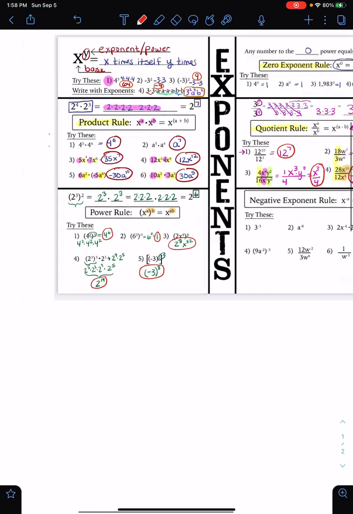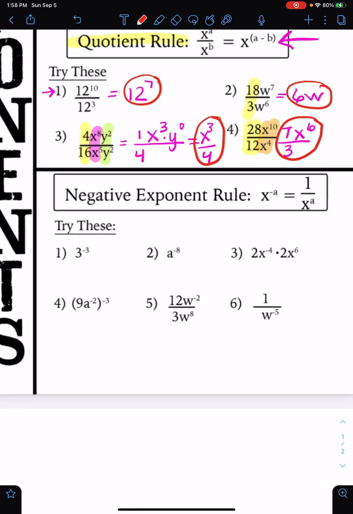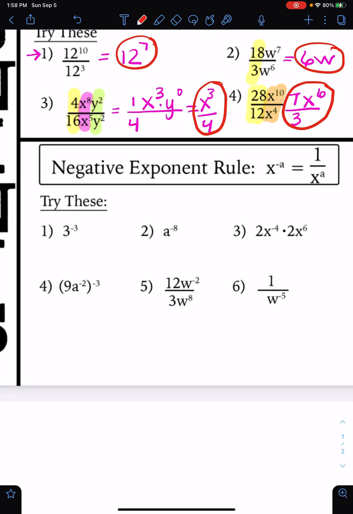Okay, we are wrapping up our exponent notes with negative exponents. This is probably something you haven't seen before, so let's jump right in.